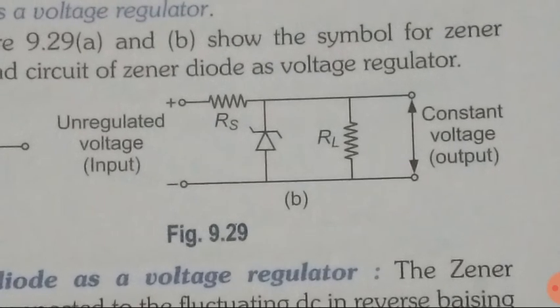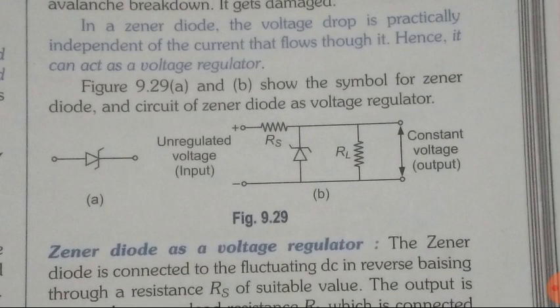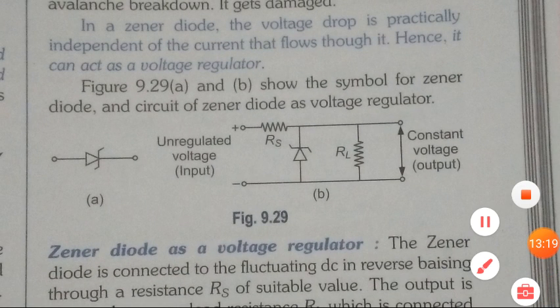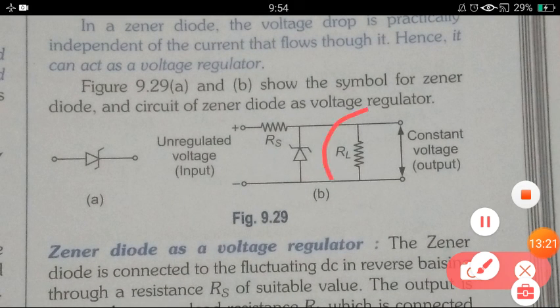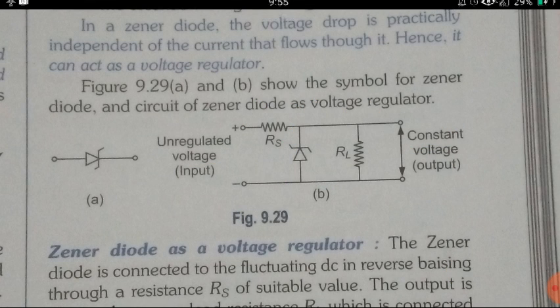And here you can see the arrangement for using a Zener diode as a voltage regulator. Here we have the load resistance whose voltage we have to increase or decrease. Here we have the Zener diode, and here we have the resistance. From here we will give input and here we will get the output.